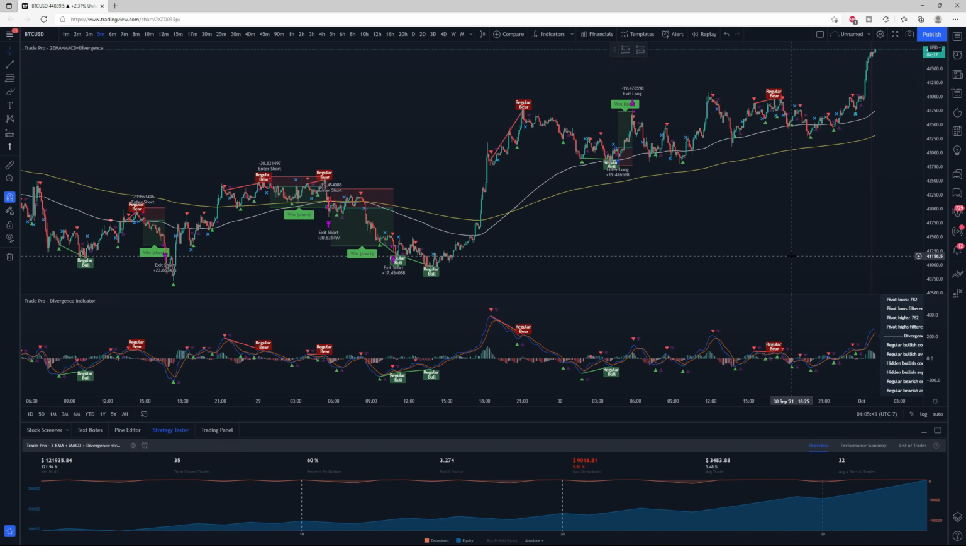It's really hard to code divergence and have it be really accurate and timely with the signals that it gives. So we have it here and I'm going to go over it.